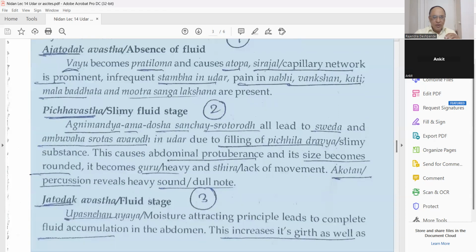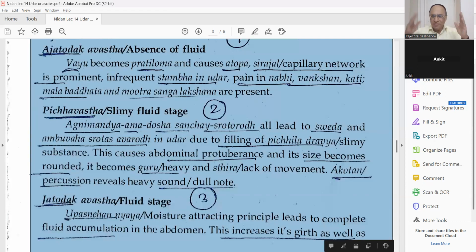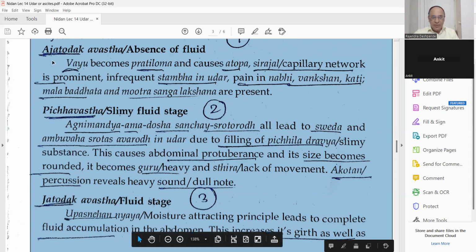Most important of this lecture, most important. Write down Vyadhi Avastha, Vyadhi Avastha: 1, 2, 3. Oral question, most important. Write down 3 names.